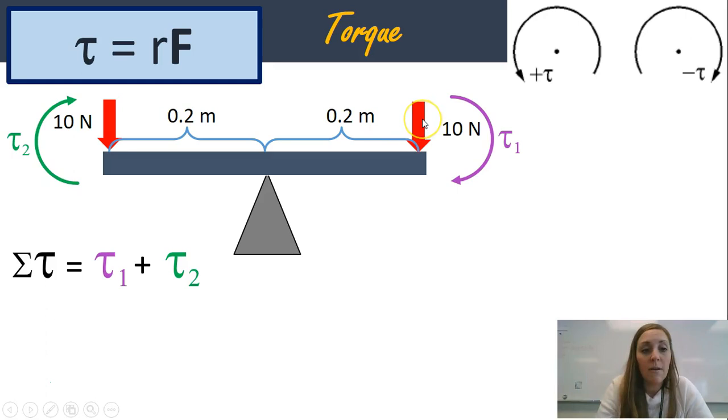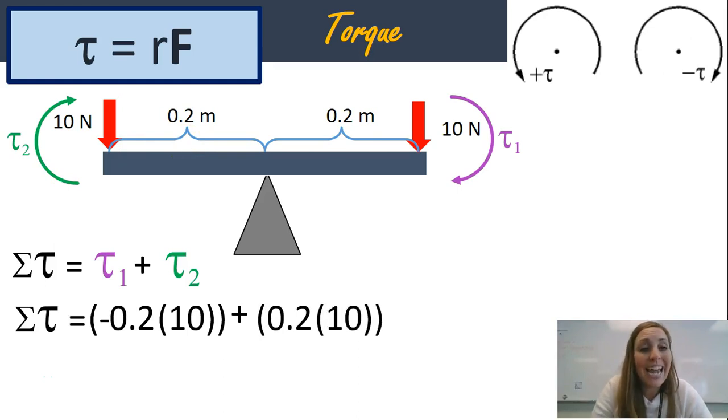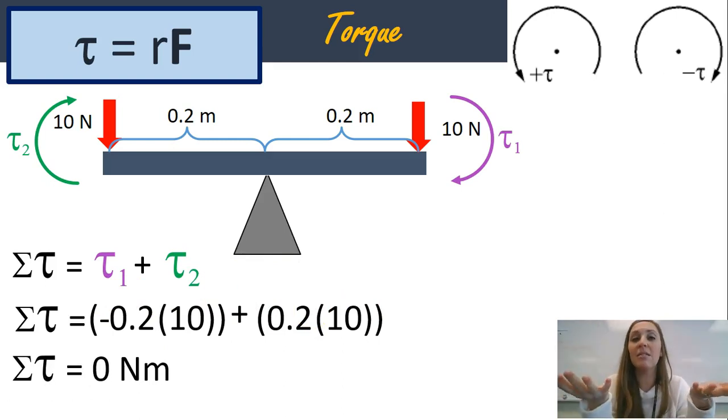All right, so the sum of all torques is negative for torque 1 because it's pulling down on the right-hand side. So that's the negative sign. Radius is 0.2 and force is 10. So here is my torque 1. I'm adding that to torque 2, which is positive, so I don't add any signs. Radius is 0.2, force is 10, and when I plug this into my calculator, the sum of all torques is 0 Newton meters, which is why this system is said to be at equilibrium.